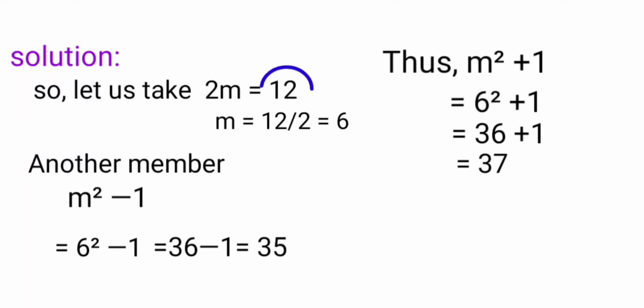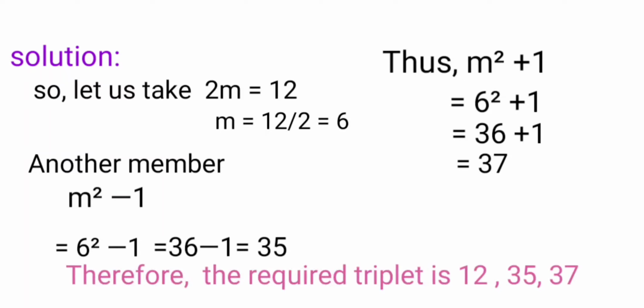So 12, that is 2m, 35 and 37 are the three members of the Pythagorean triplet. Therefore the required triplet is 12, 35 and 37. Okay, understood?